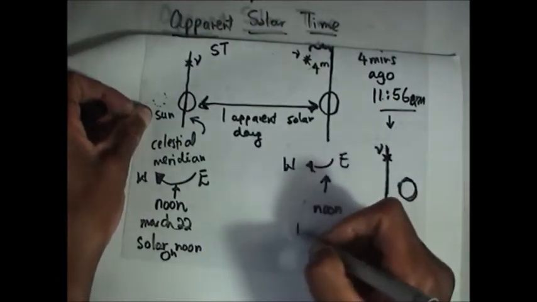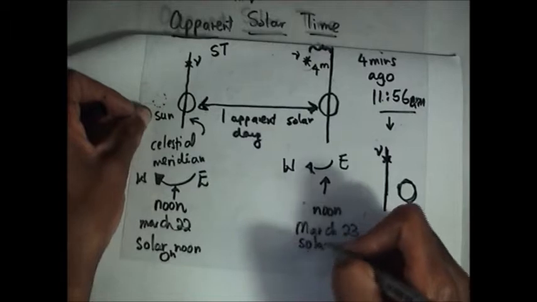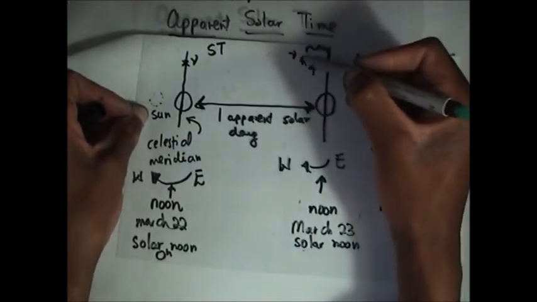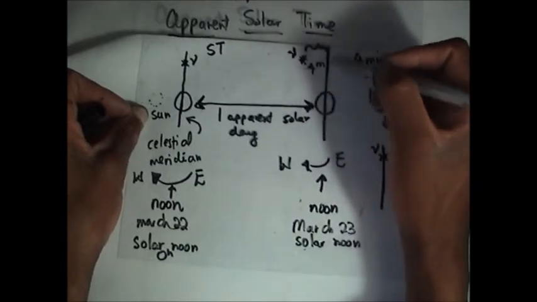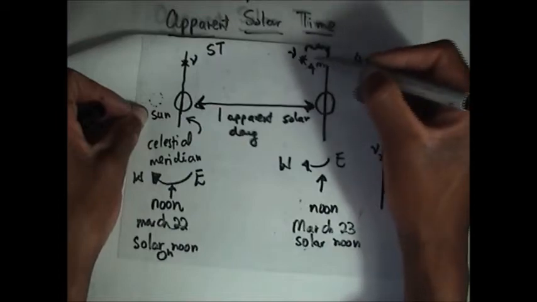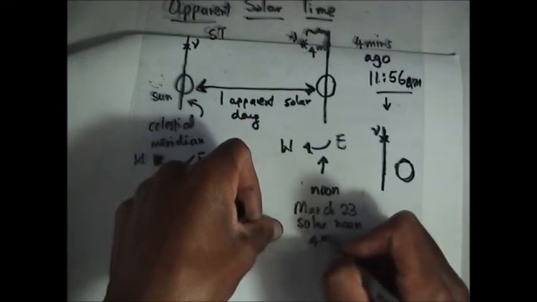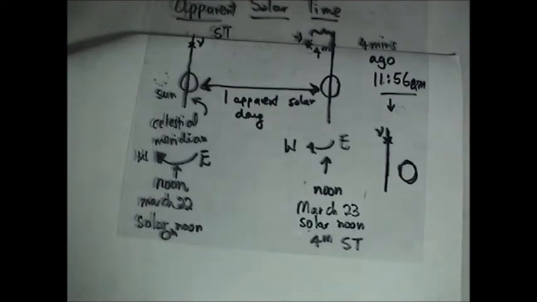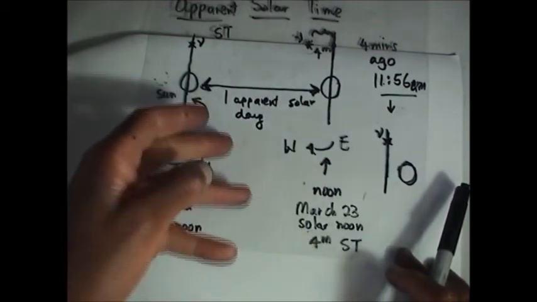But let's go to March 23, the day after that. And then we'll say, yes, this is solar noon, because the sun is in upper transit. But can you see that this V is now 4 minutes ahead of its upper transit, which means on the sidereal clock, solar noon is now coinciding with 4 minutes sidereal time? Can you see that? Initially, on March 22, it was coinciding with 0 hours. But now, on March 23, a day after that, it's coinciding with 4 minutes sidereal time.